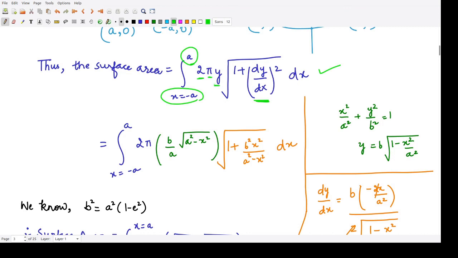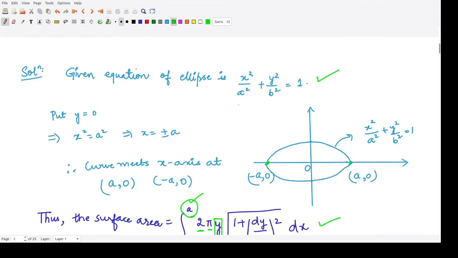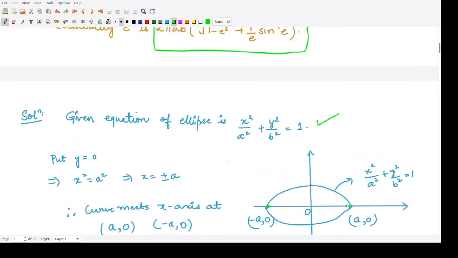So for that we know what y is. We can also calculate dy upon dx and we can substitute it here. The thing that is left is, what are these limits? This is not given to you in the question. So these are the values of x where the curve meets the x-axis. The curve meets the x-axis at this particular point and at this particular point.